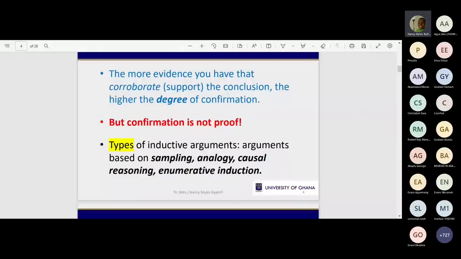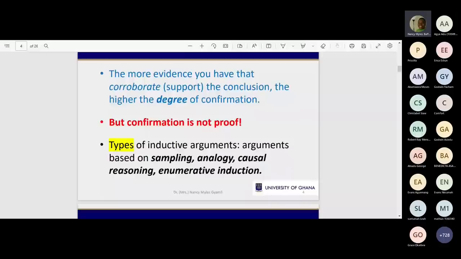Confirmation is not proof. We have given more evidence. So if, as of today, I had only instances of about 90 particular women that cheated, and that was my evidence supporting my claim, suppose by this evening I get 300 extra evidences. It makes my claim, which is that all women are cheats, highly probable. I shouldn't say that now I have proven it. That's the point. So confirmation is not proof.